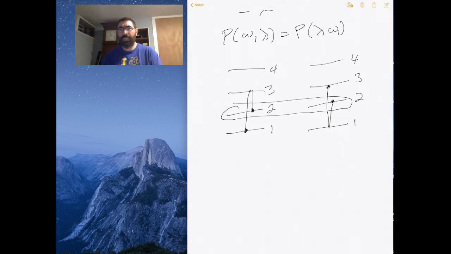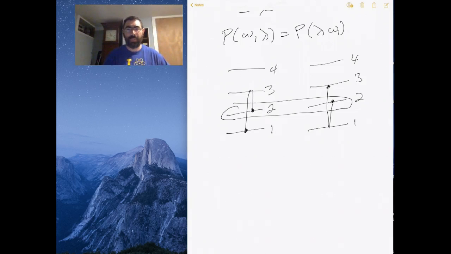So with these compatible operators, omega and lambda, we get the same probability of having the same result. We just took two different routes to get there. And so basically, I just want to keep emphasizing that this is for the compatible operators.